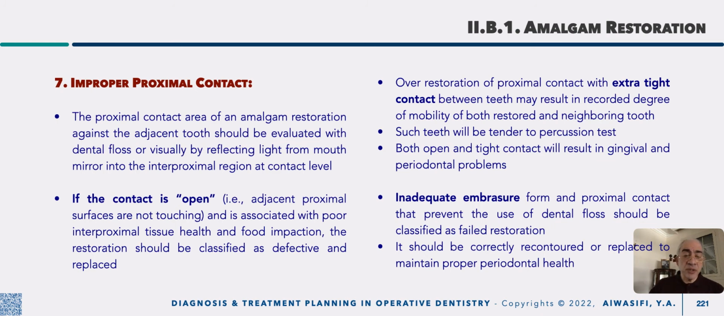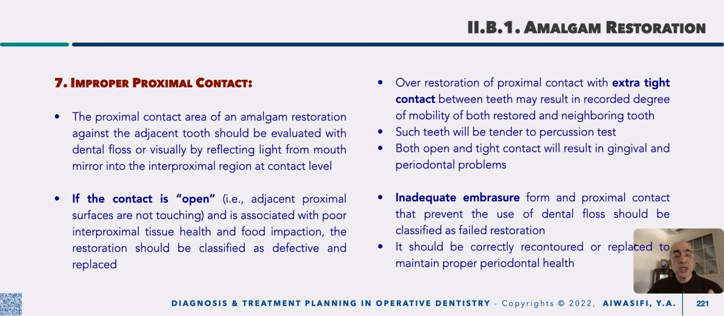If the contact is open, then it is a disaster that will lead to food accumulation, that will impinge on the gingival tissues, leading to trauma, creating periodontal pockets, and at the same time it provides a great chance for recurrent caries. Not only recurrent caries in the restored tooth, but it may also develop a new carious lesion in the proximal surface of the neighboring one. That's why your restoration should be replaced.